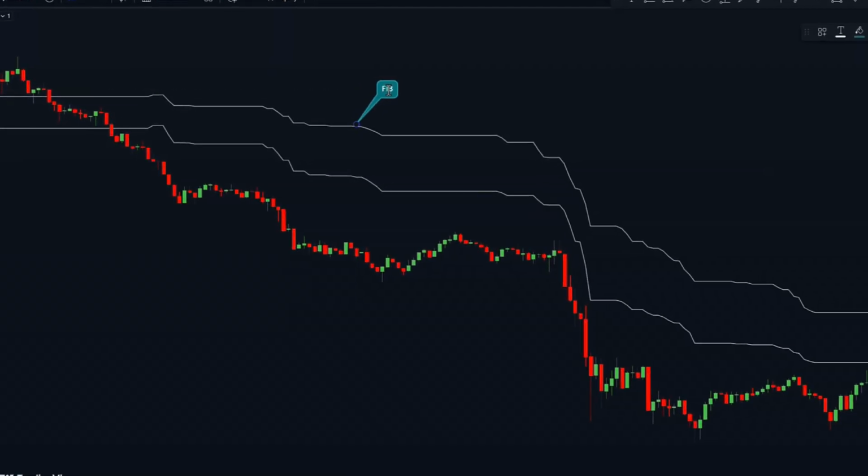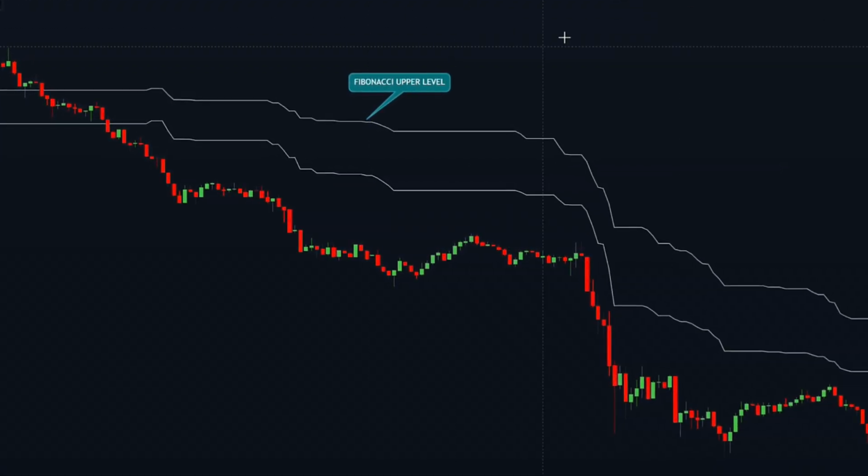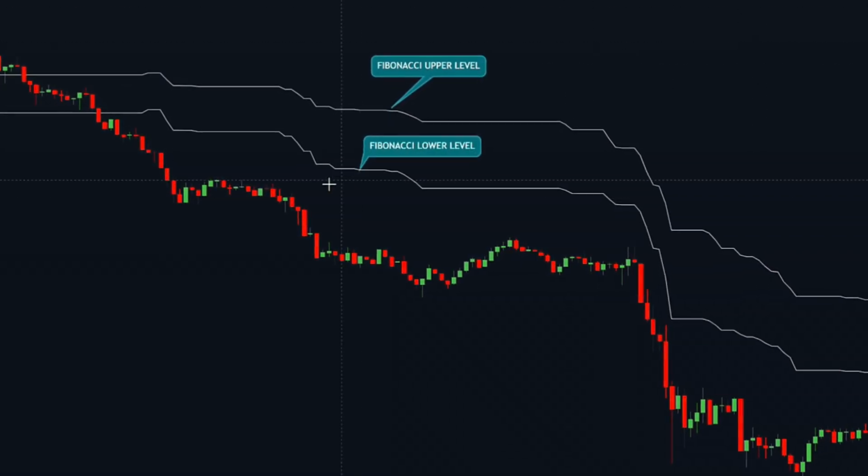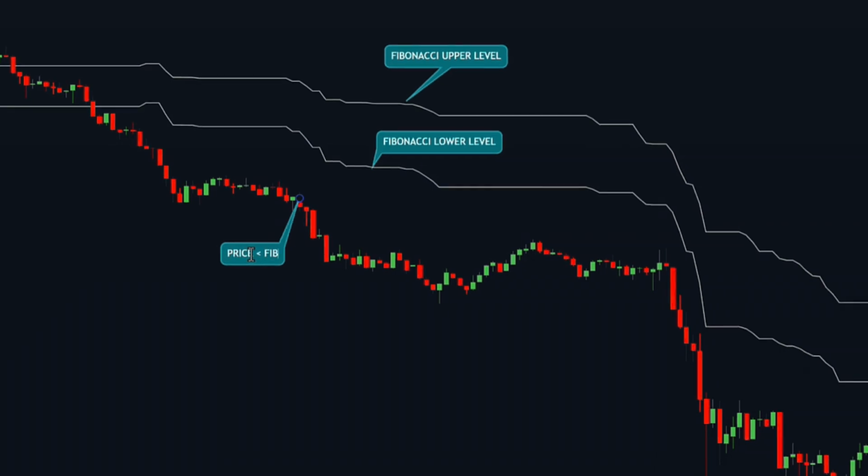Conversely, if the price candles are below the Fibonacci levels, it signifies a bearish trend. A bearish trend implies that prices are generally falling, which may signal selling opportunities.